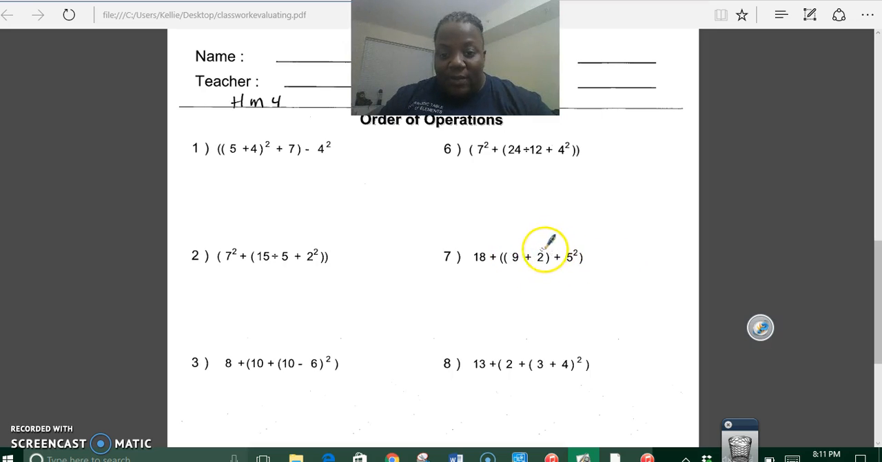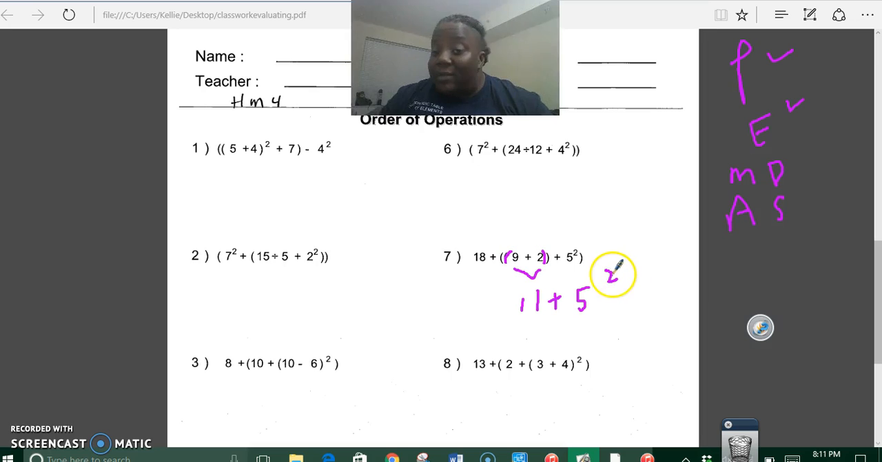Going over here to number 7. There's my inner set of parentheses. Put my PEMDAS back up. Here we go. Okay, inner set of parentheses. 9 plus 2, 9, 10, 11. Bring down the rest from the inner set of parentheses. I do have an exponent. 5 times 5, not 5 times 2. 25. Bring down what was left from the inner set of parentheses. You'll see I have 25 plus 11.